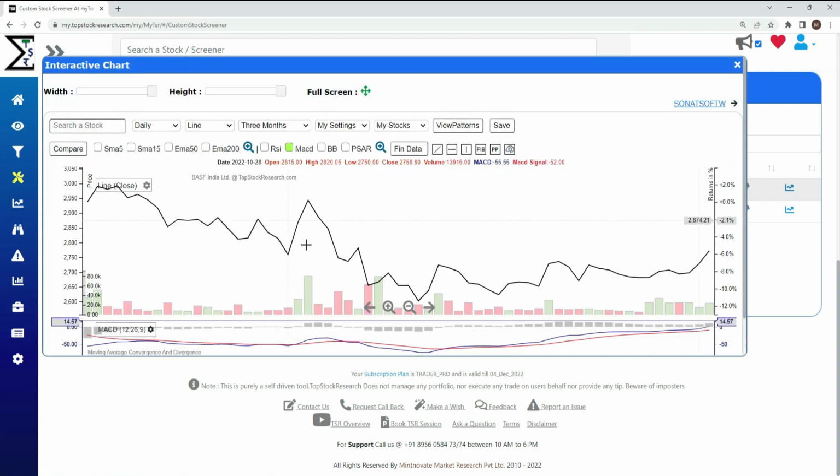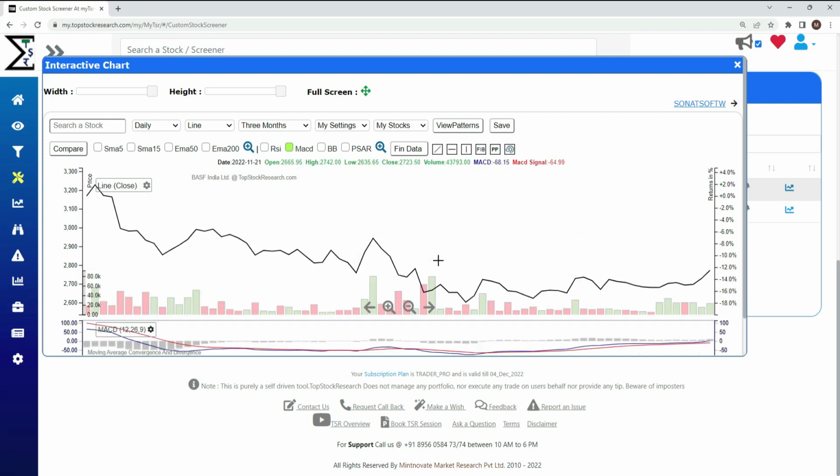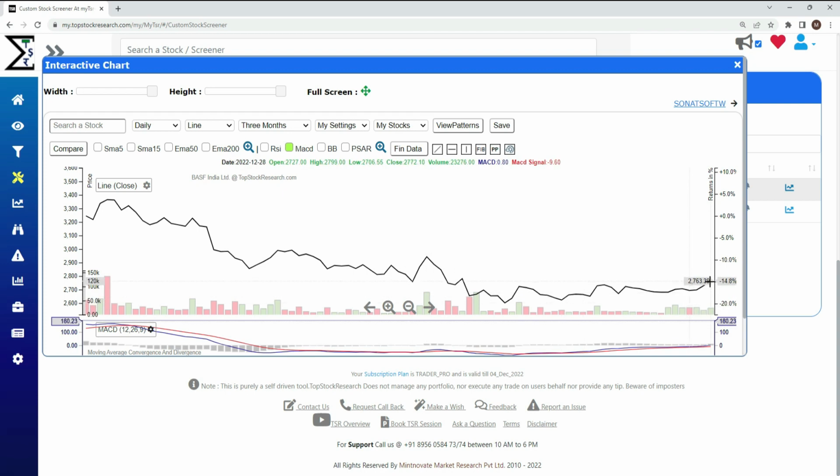You see a very nice bottom being formed out here, a very nice bottoming out. If you see, there's a possibility of BASF going up.